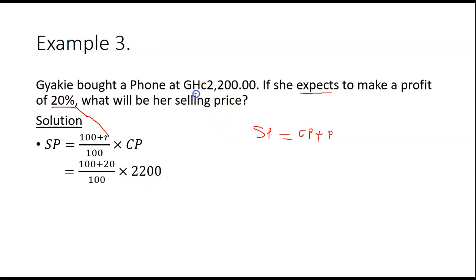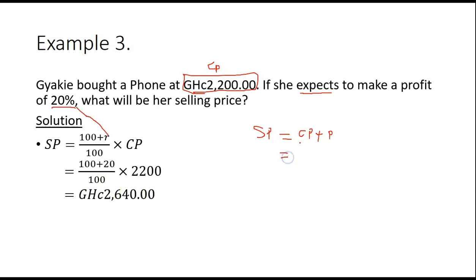She bought it at 2,200 Ghana cedis. So this was the cost price. I hope you are following. So this was the cost price, CP. So we substitute it there as well. Then this gives you 120 over 100 times 2,200. And that gives you 2,640 Ghana cedis. So this is the selling price. 2,640 Ghana cedis. Let us see how to use the other formula for it.